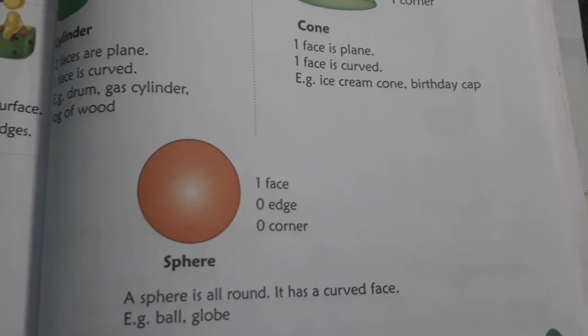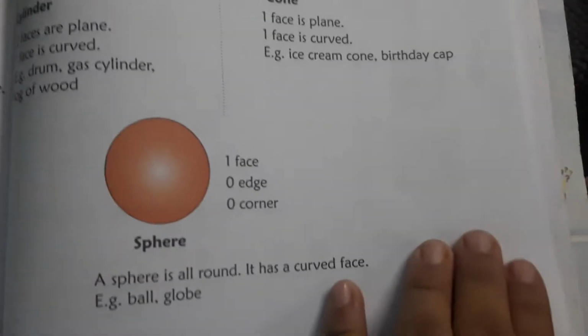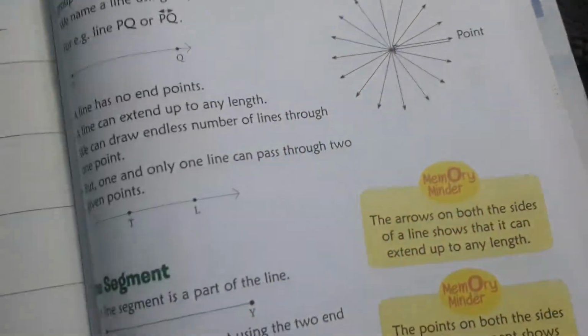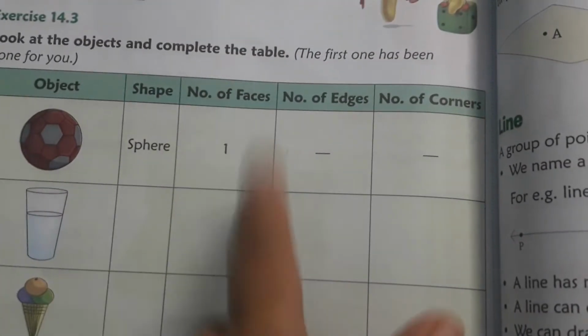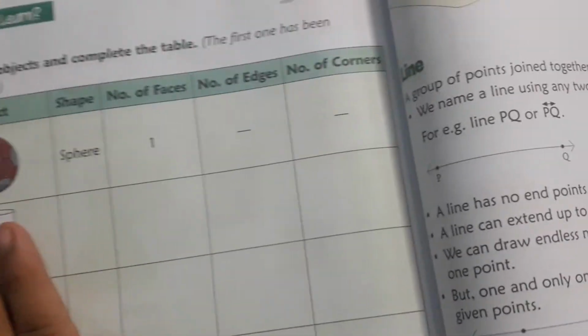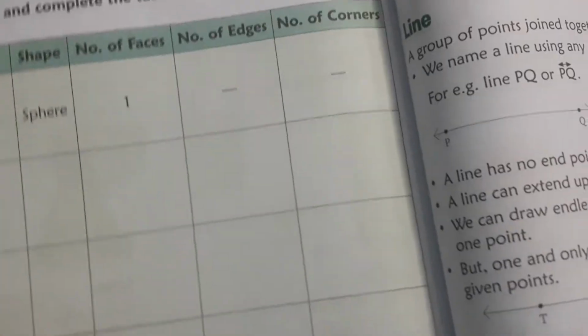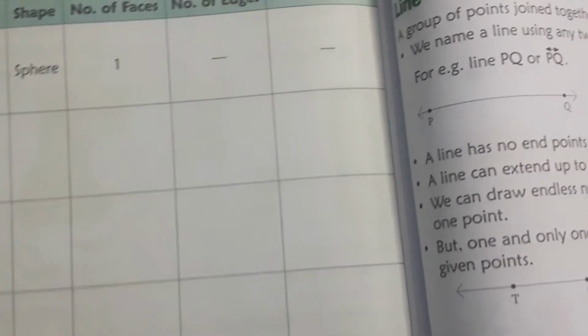Sphere has only 1 face, no corner, no edge, nothing. Example, ball or globe. Now here you have to write shape, number of faces, number of edges and number of corners. So it is cylinder. You have to write cylinder and then the faces, edges and corners. This is cone. Globe है तो sphere. This is in the shape of sphere, cone, and this is in the shape of cube. Write the cube, cuboid, then write the cuboid. You have to do this activity.